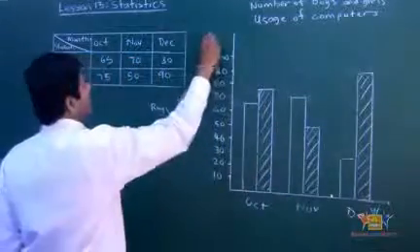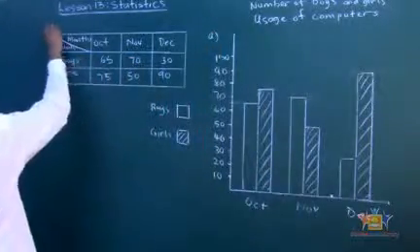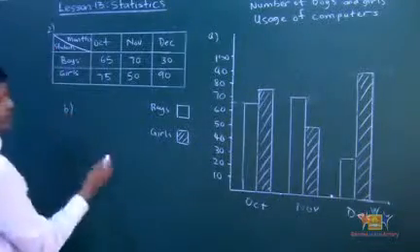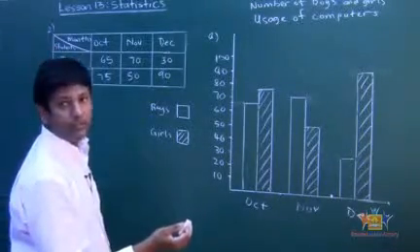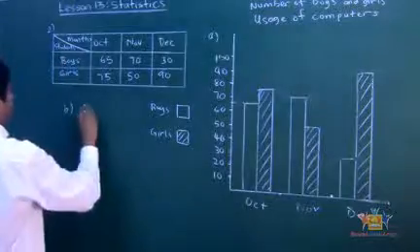Okay, so this is A. Okay, this is problem number 2. So B. Which month has the highest usage for the boys? November. Okay, so B is November.